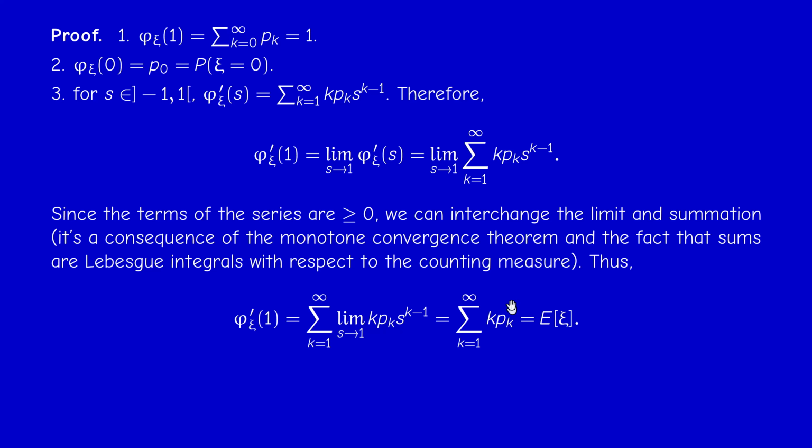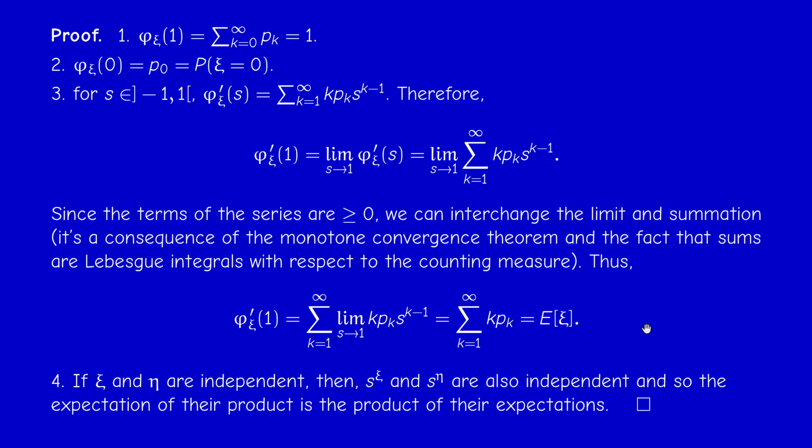Now, this expectation could be plus infinity, because I only have the convergence of the sum of p_k, but I don't know if this series is convergent, if the series of general term k p_k is convergent. Okay, so this could be plus infinity. Okay, and last term is just an easy consequence, because if xi and eta are independent, then any function of xi and any function of eta are independent. And so the expectation of the product is the product of the expectations for two independent random variables, as you know. Okay, so this concludes the proof of the first result.